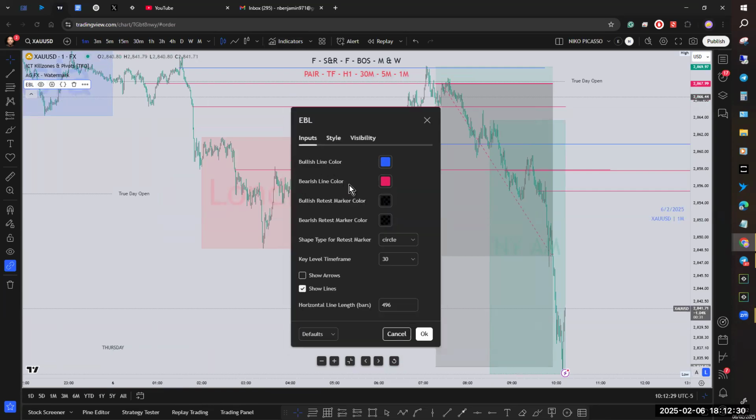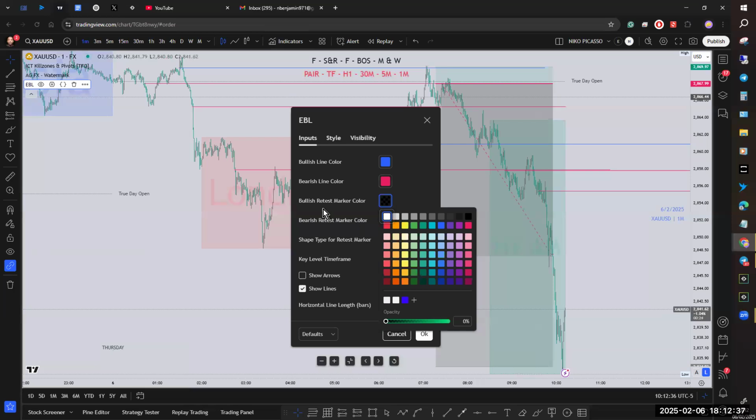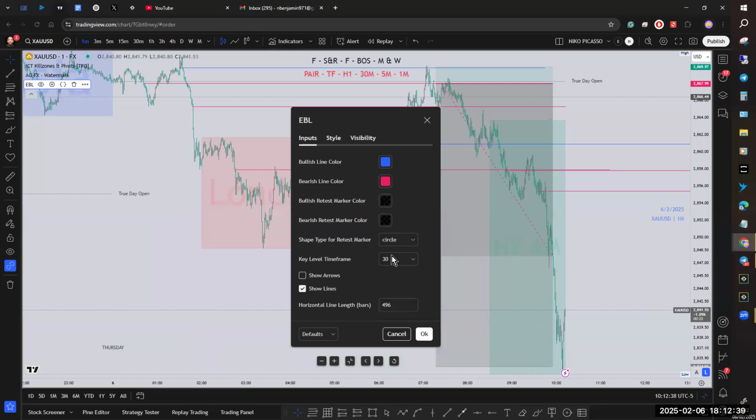Bullish line in blue, bearish line in pink. This is my buy line, this is my sell line, and this is basically I remove this because it doesn't work, I think. And my key time frame is the 30-minute time frame. I remove the arrow and I show the line. I extend the line to a maximum so I can see it.